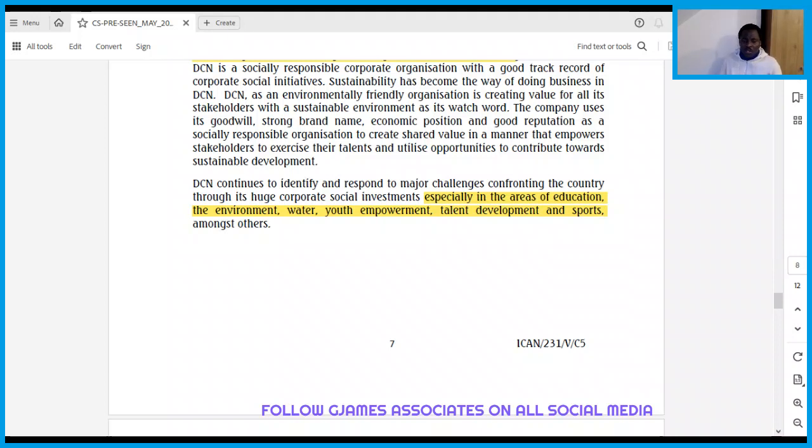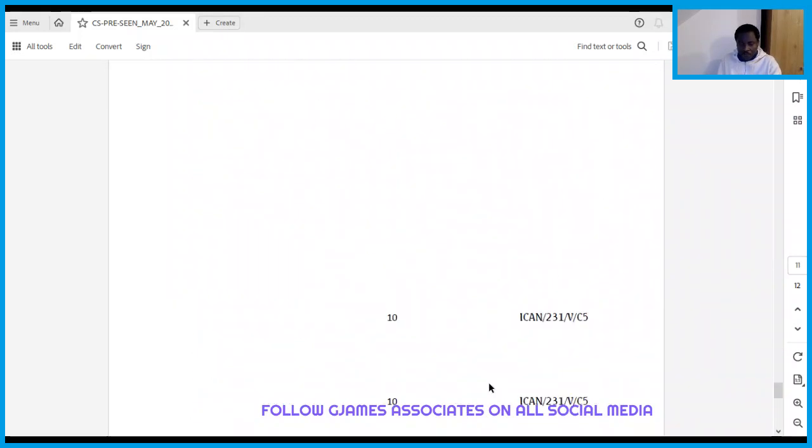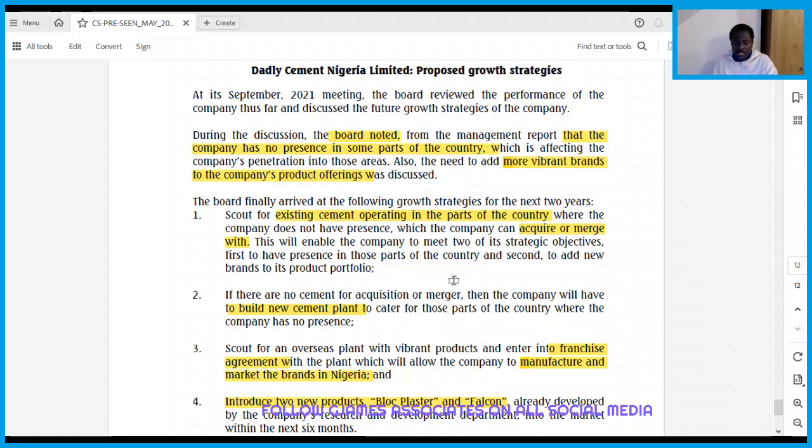We can equally be asked about potential risk that Deadly Cement might face in implementing the proposed growth strategy or expansion strategy. Do we remember the strategy that the board wants to use? The merger and acquisition and the like. So this is another examinable area.